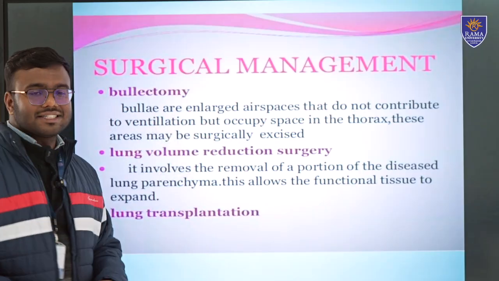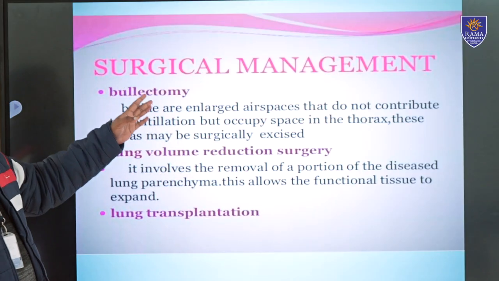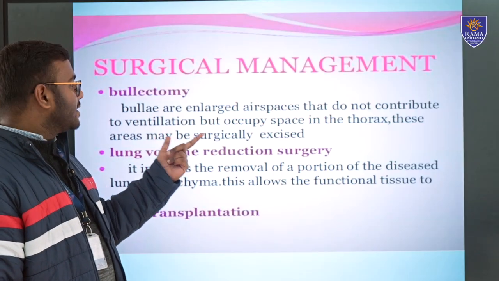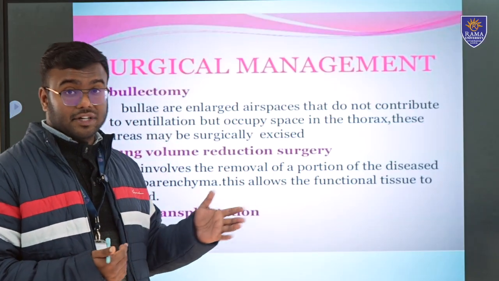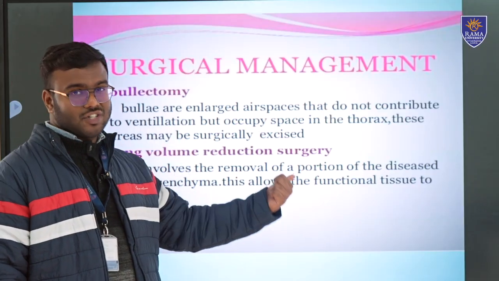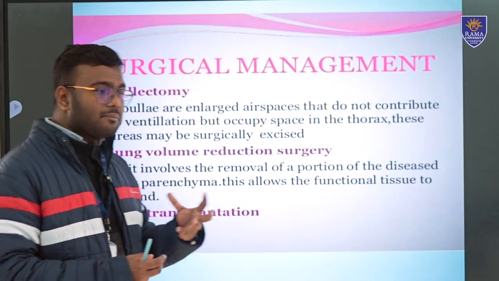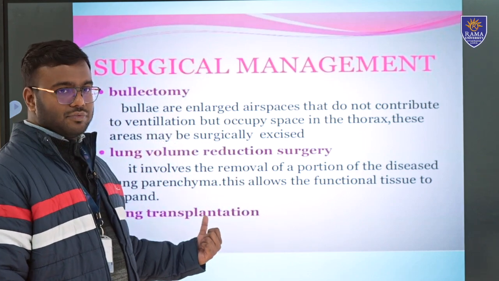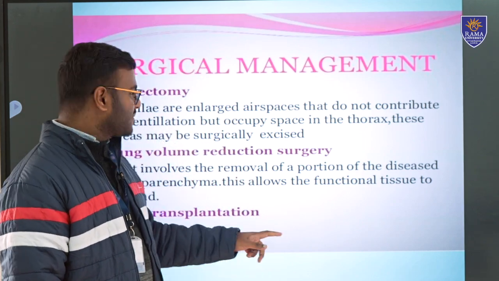Now next, moving to the surgical management. What are the surgical managements which are provided? The first is bullectomy. The air sacs get separated during the operation and are removed. Next, we have lung volume reduction surgery. Some portion of the lung, the dead cells, gets removed in this process. And the last, we have lung transplantation.